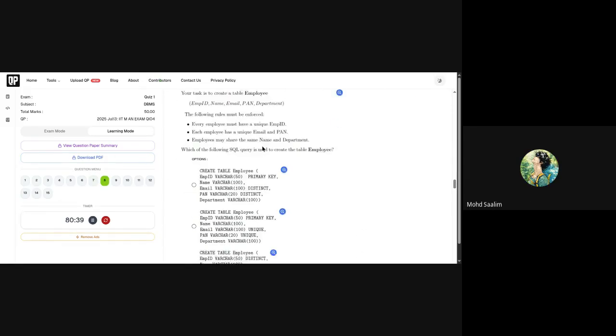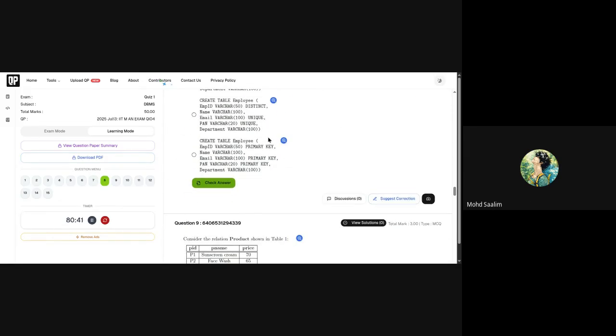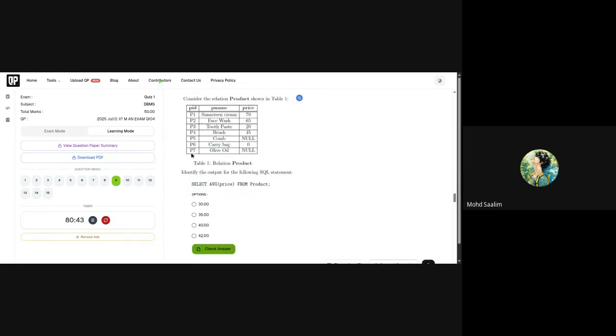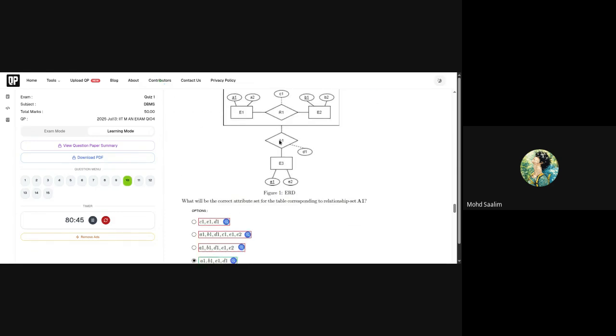So create table, I'm leaving it up to you, right? Average also is really easy. We already discussed the aggregation type of question.